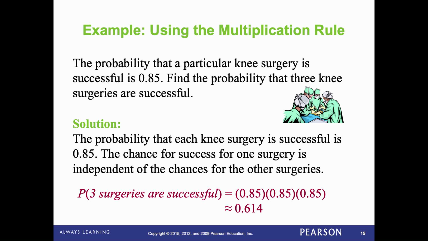Now, probability does not always correlate to real life. One would hope if a knee surgeon performed 5 surgeries in a row, the probability of having all 5 of them be successful would be much higher than the statistical analysis of multiplying 0.85 together 5 times. So the probability of all 3 surgeries being successful is 0.614.